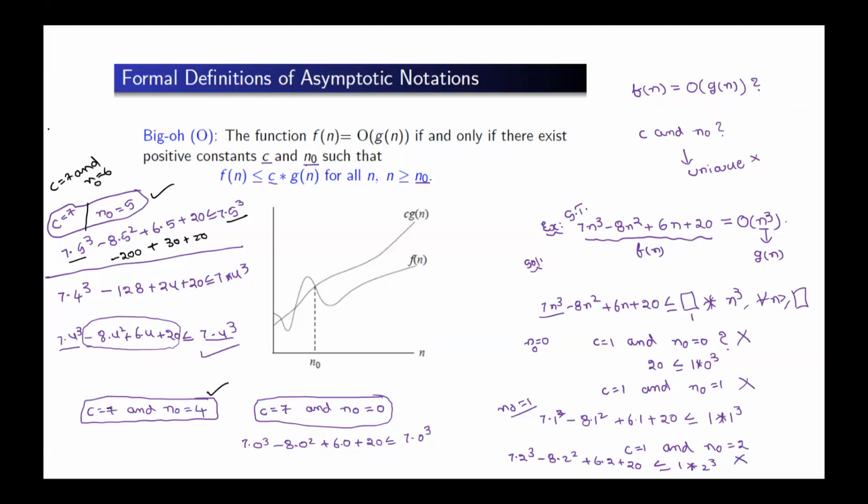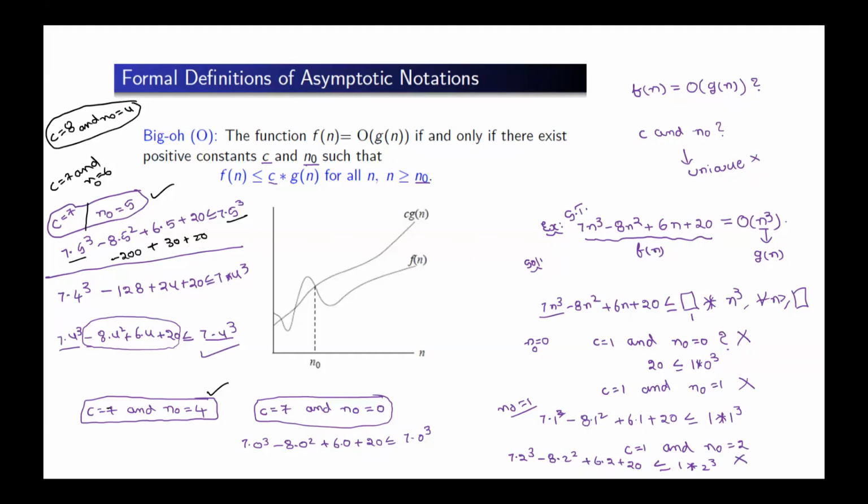Similarly, C equals 7 is true, means whether it will be true for C equal to 8 and N naught equal to 4. If C equals 7 itself is true and N naught equal 4 is true, automatically C equal to 8 and N naught equal 4, whether it will be true or not? That value is more. Yes, that means automatically it is true. But we need not do this much.